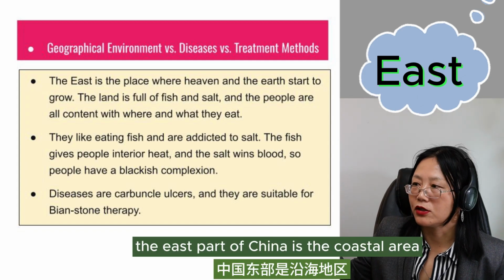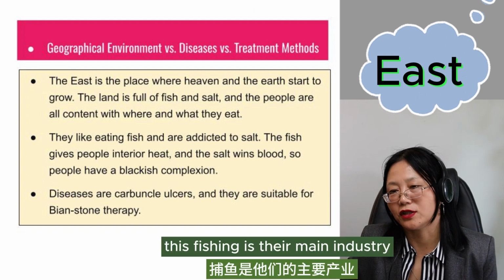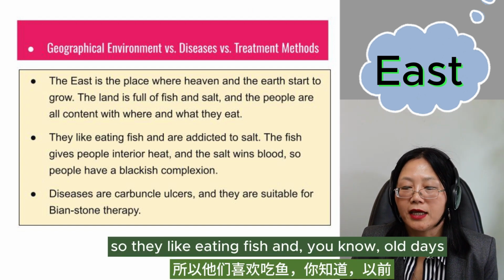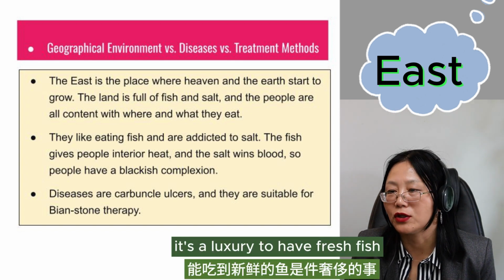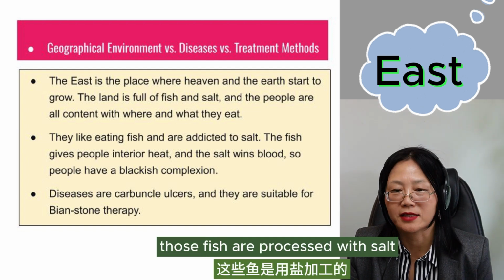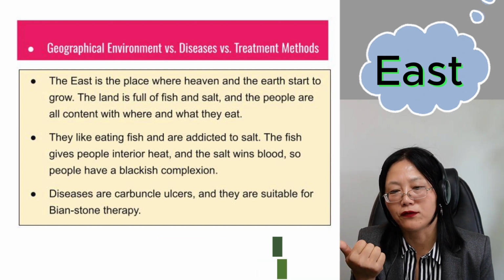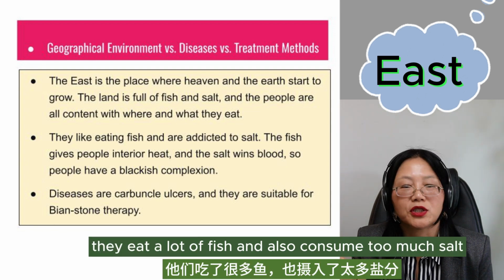The east part of China is the coastal area. In the coastal areas, fishing is the main industry. They like eating fish. And in the old days, it was a luxury to have fresh fish. Usually, those fish were processed with salt. Those people from the coastal side eat a lot of fish and also consume too much salt.